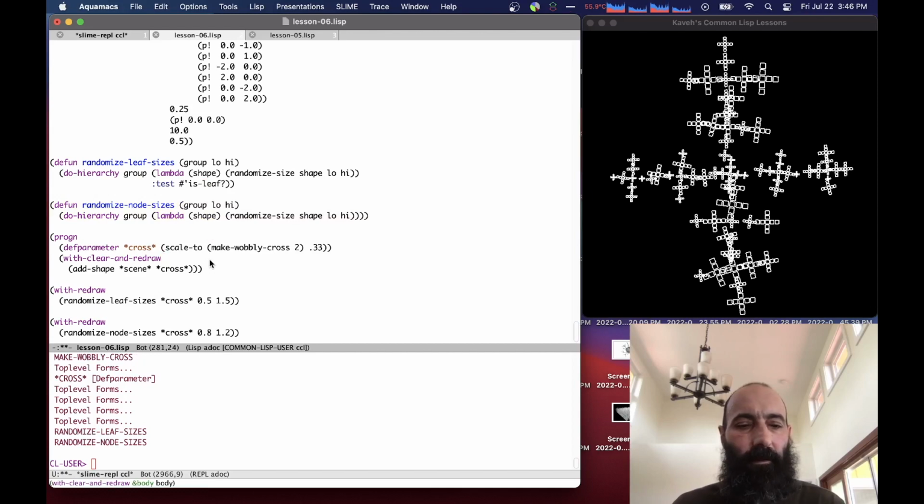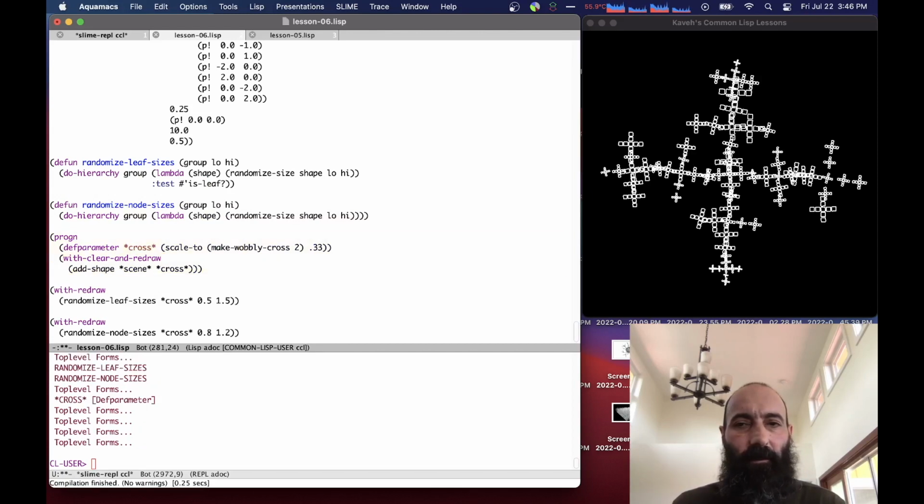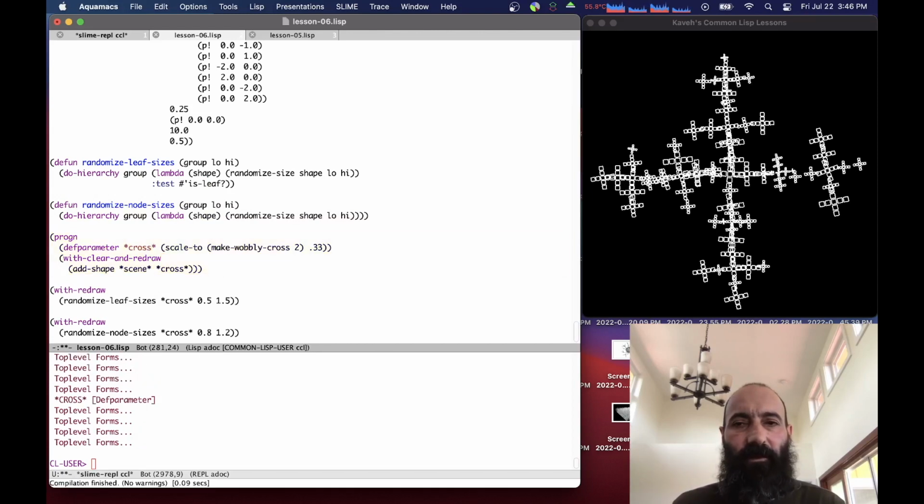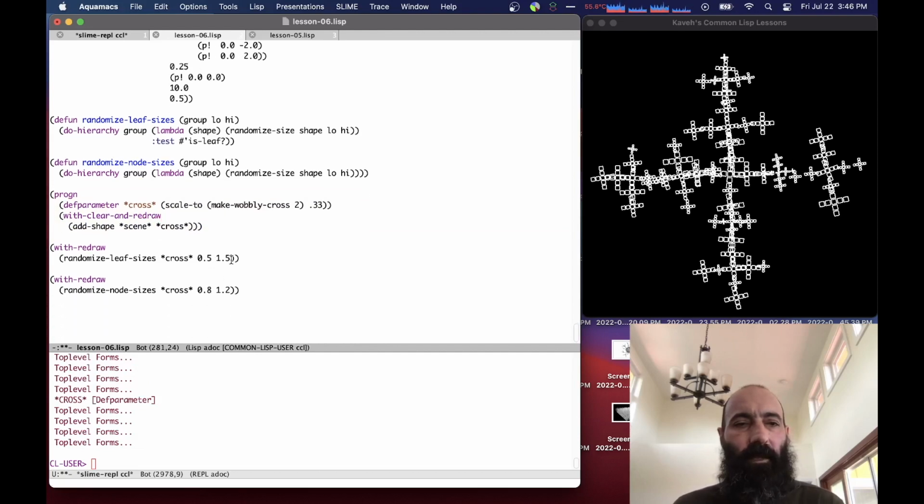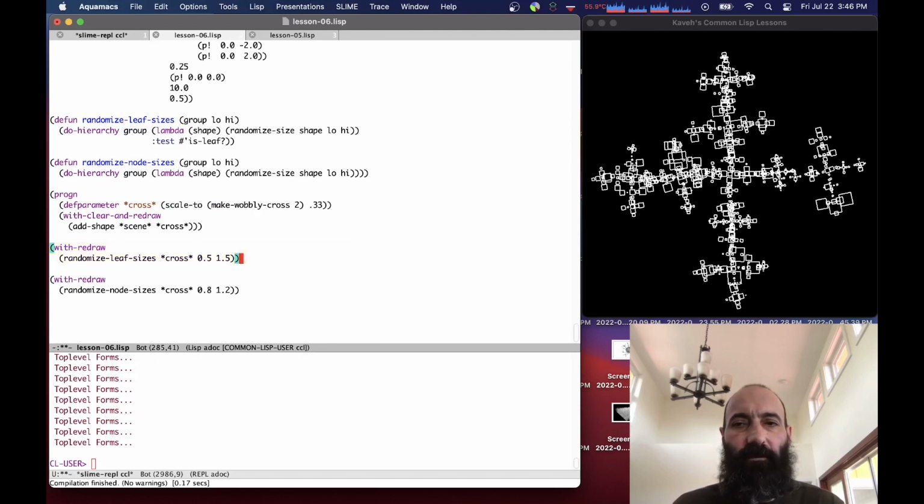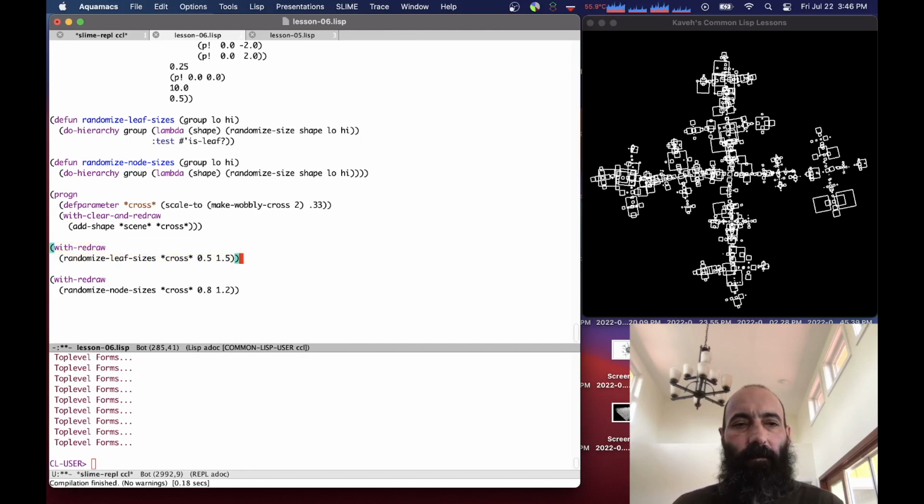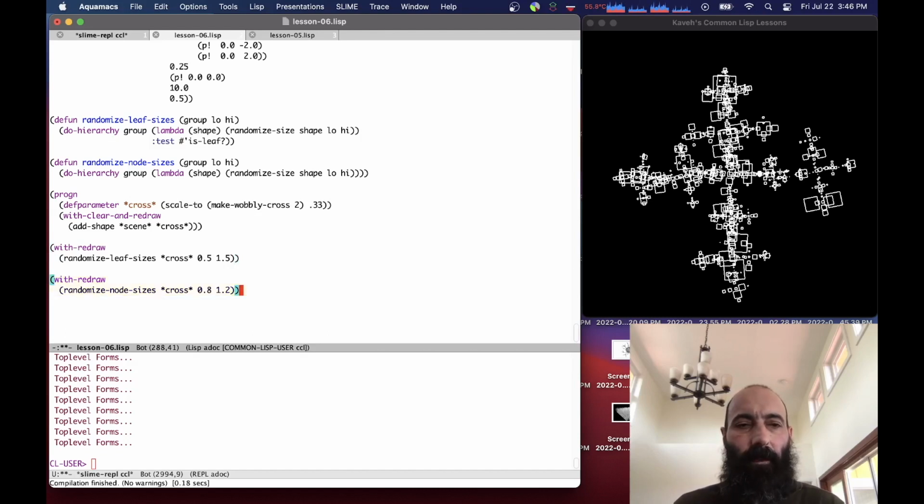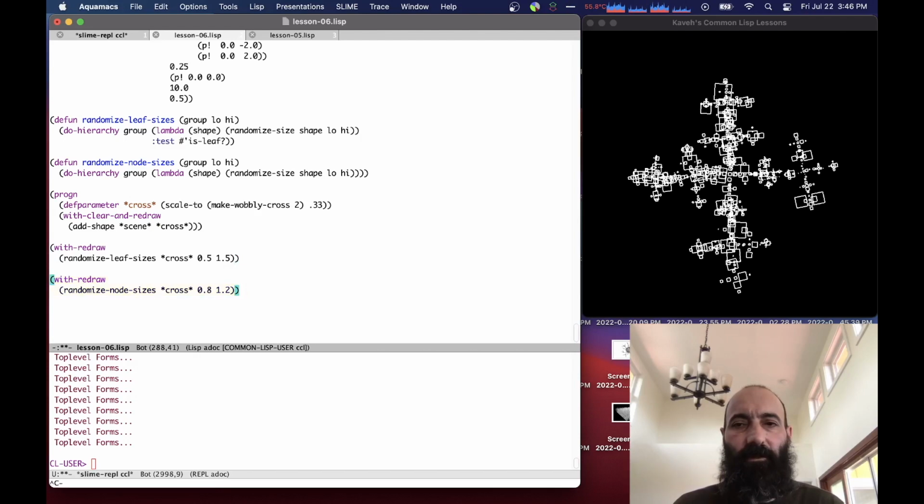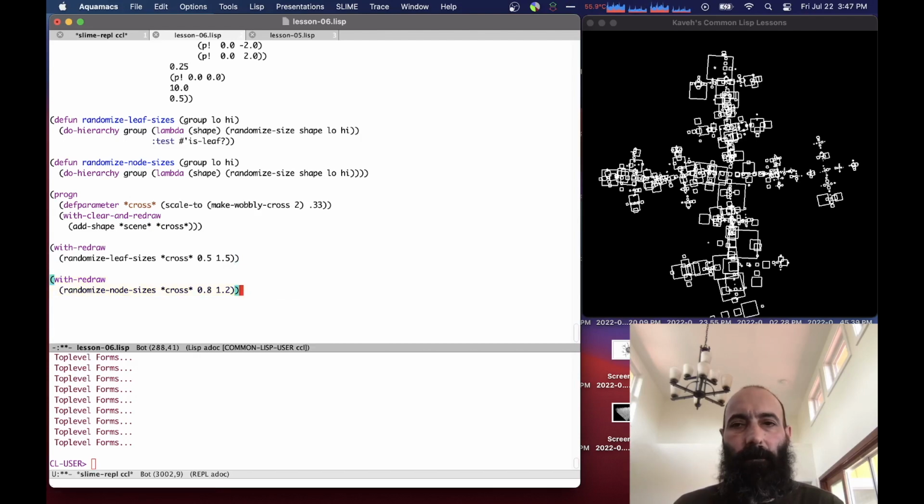So if we make a Wobbly Cross, you can see each time it's different because it always has different random numbers. And if we randomize the leaf sizes, you can see the sizes but not the positions of the squares are changing. But if we randomize the node sizes, that means the squares as well as all the intermediate shapes, you can see that their positions change as well.